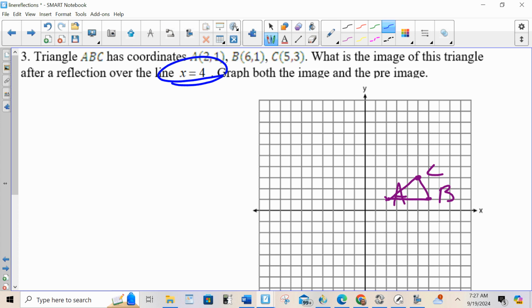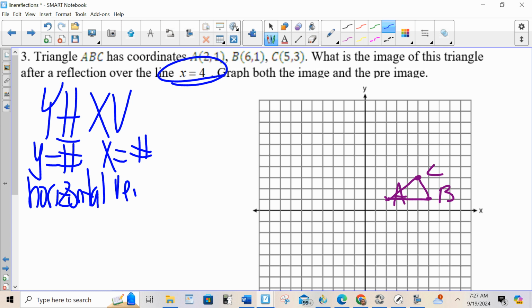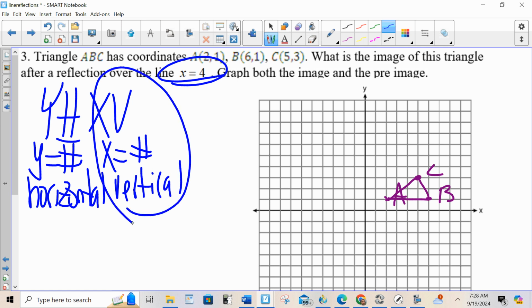I need to start by graphing x equals 4. Remember, Yancey has X-ray vision. If it's y equals a number, it's a horizontal line. And if it's x equals a number, then it's a vertical line. So x equals a number is a vertical line. So I go to 1, 2, 3, 4 on the x-axis, and I make a vertical line.